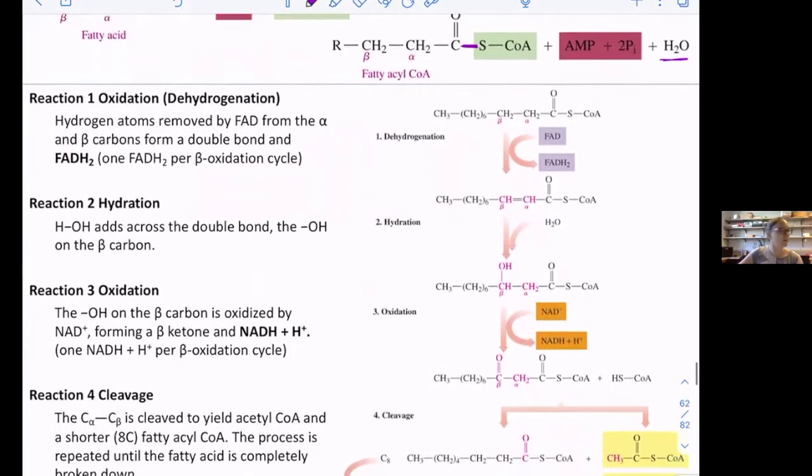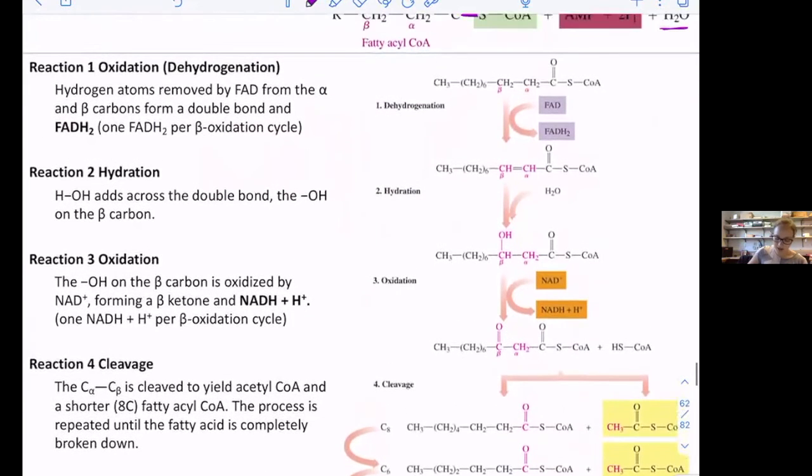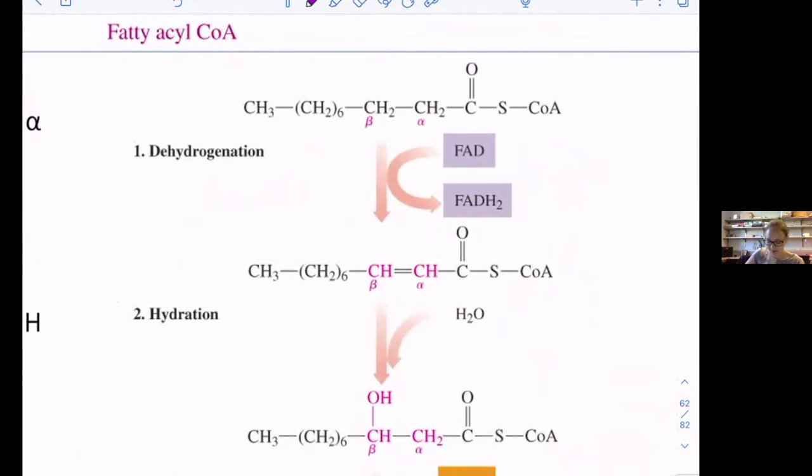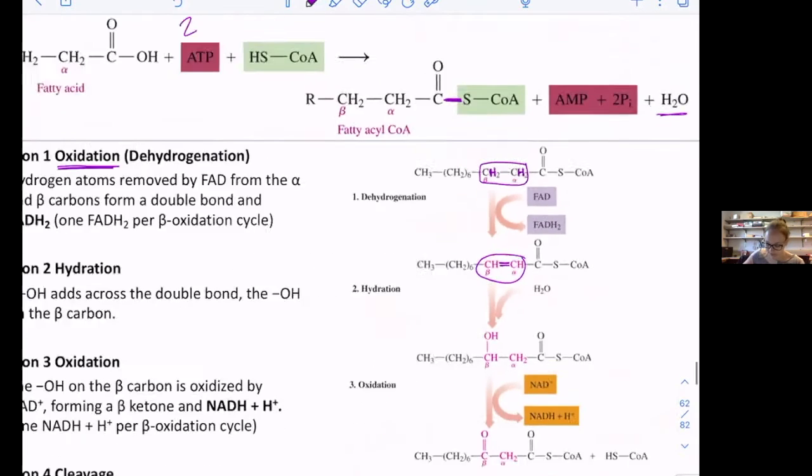Okay, so let's look at this process more in detail. Reaction 1 is an oxidation reaction. You can think of that as a dehydrogenation reaction. So hydrogen atoms are removed by FAD from the alpha and beta carbons to form a double bond. Here we're going to zoom in and out, there's a lot on this slide. The alpha and beta carbons here, 2 of these hydrogens are going to be removed in an oxidation reaction. So we form a double bond here in between the alpha and beta.